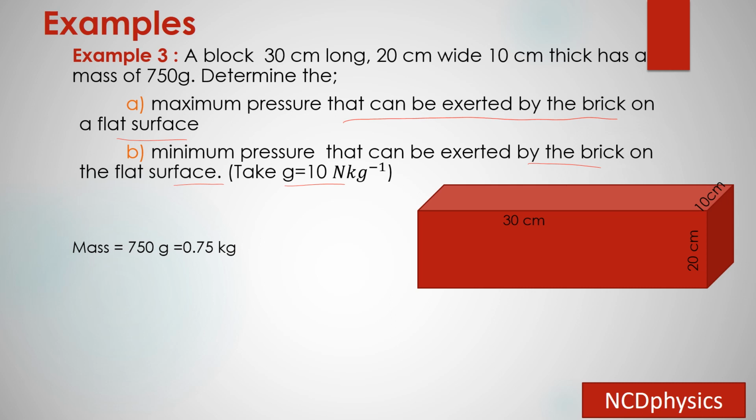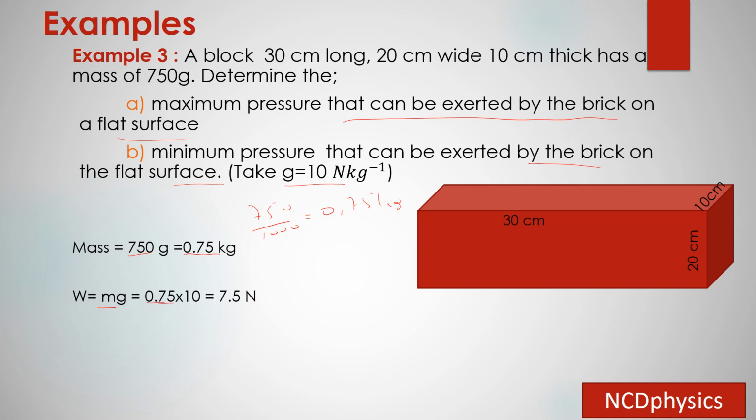So mass of this block is what? 750 gram, isn't it? So then we have to convert to kilogram, divide by 1000. 750 gram divided by 1000 is equal to 0.75 kilogram. Okay, the next step is we have to find out the weight of the object, because we have to find the force, which is the weight of the object, mg.